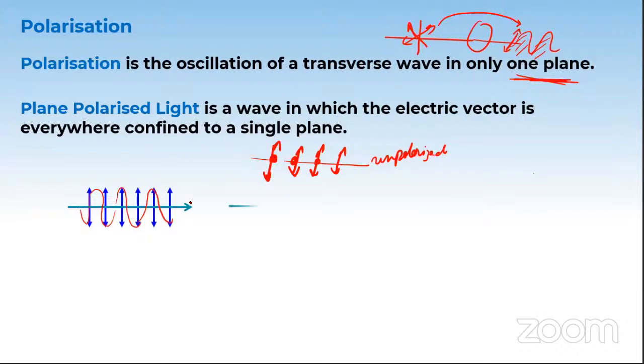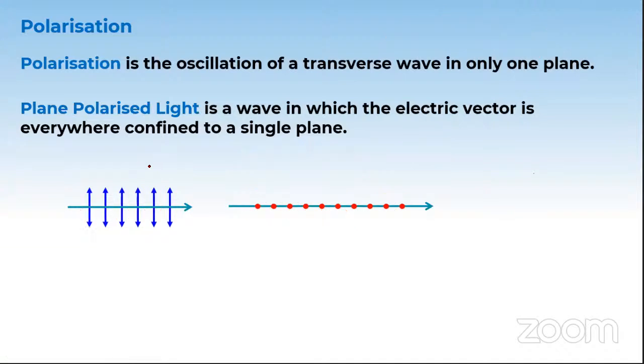Or also we can separate the blue lines from the red lines. This means that now the electric field is oscillating only sideways, only in this plane. So these two are the representations of polarized light. So this is a polarized light, and this is also a polarized light. You can write it in any way, it's completely fine. These are completely fine diagrams, and this is an unpolarized light wave.